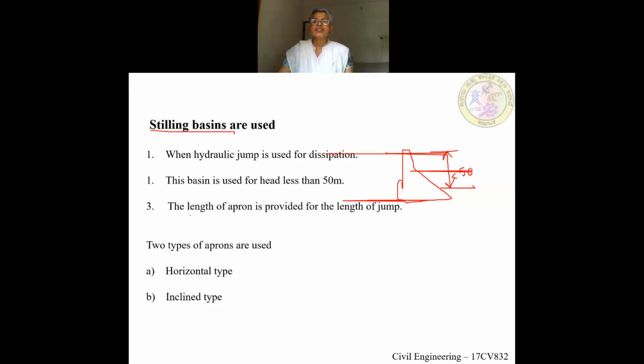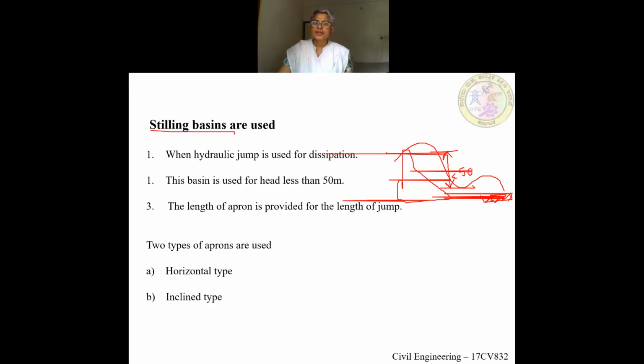The length of the apron is provided for the length of the jump. So here the apron will be provided. I'll show you in the figure. There are two types of aprons. An apron is nothing but a concrete structure. So if the water is flowing like this, then a jump is created at this point. A concrete apron will be provided in order to avoid scouring or undermining of the material in the river bed.